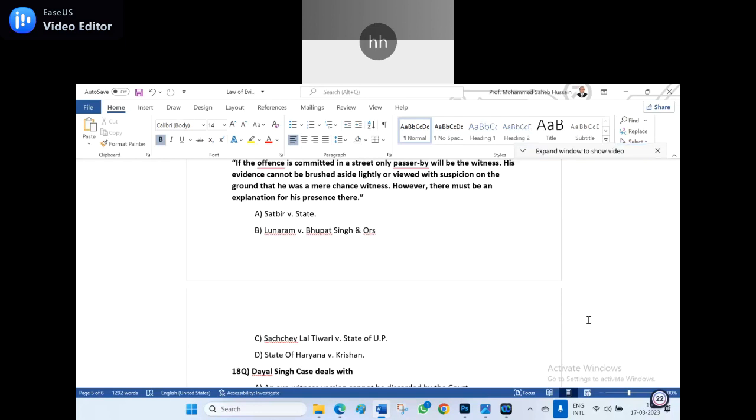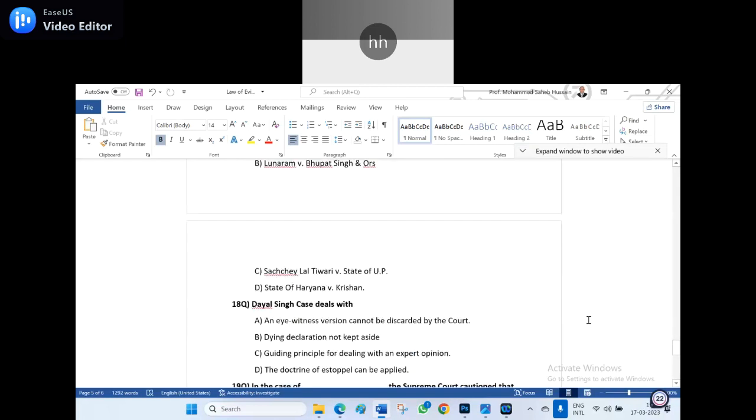Even a passerby's evidence can be taken into consideration and we should not overlook it because a murder occurred in the street, where only passersby, that is, pedestrians, are there. So that is observed in Sachchey Lal Tiwari versus State of UP.